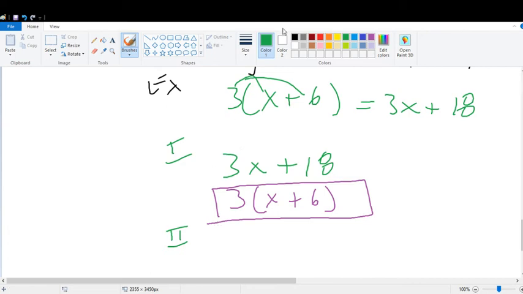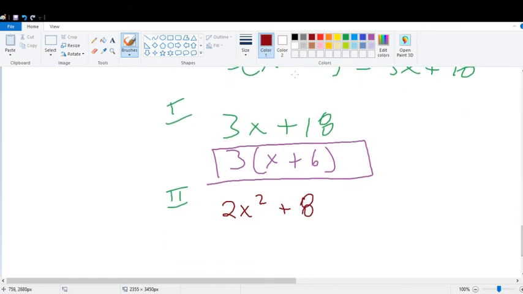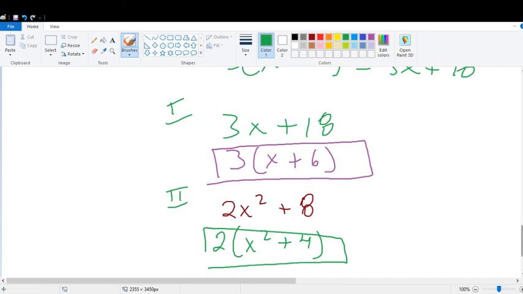Let's do another problem just like that. Let's say I had 2x squared plus 8. All right. So what is a common factor in 2x squared and 8? What divides 2 and 8? Well, 2. So 2 times x squared plus 4. We factor it out.